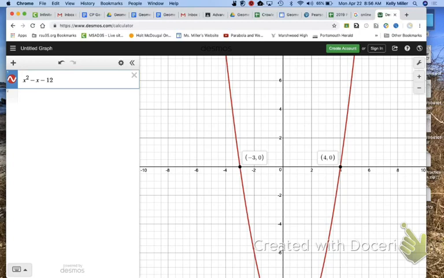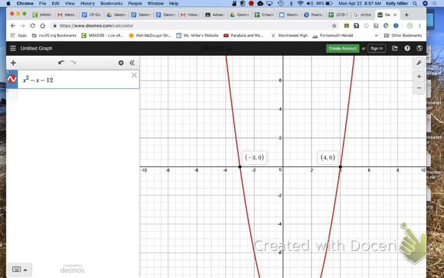So what are the solutions? X equals 4 and x equals negative 3. So that's when your graph is equal to 0 at those specific points, right? But now what happens when we put an inequality in place?